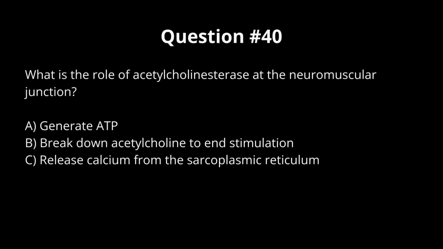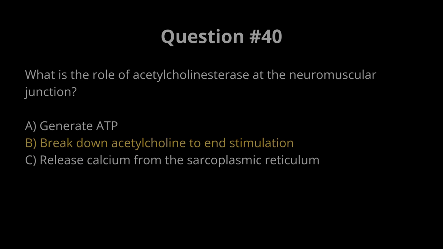Question number 40. What is the role of acetylcholinesterase at the neuromuscular junction? A. Generate ATP. B. Break down acetylcholine to end stimulation. C. Release calcium from the sarcoplasmic reticulum. The correct answer is B. Acetylcholinesterase rapidly degrades acetylcholine in the synaptic cleft, stopping stimulation and preventing continuous contraction.